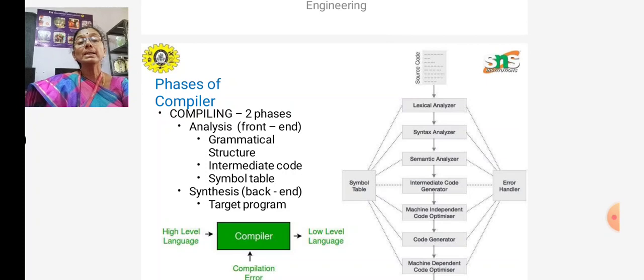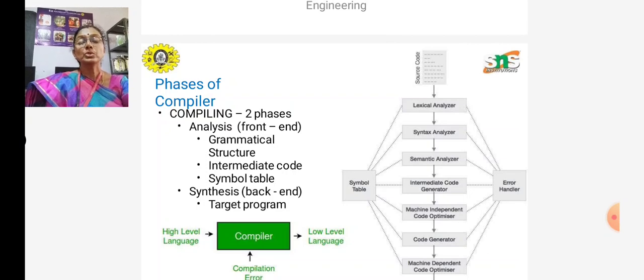Compiling is majorly divided into two phases: the analysis phase and the synthesis phase. The analysis phase is the front end of the compiler. It checks the grammar and structure of the program and produces the intermediate code as output using the symbol table. Next is the synthesis phase, which is the back end of the compiler. It gets the three address code as input and produces the target program as output.